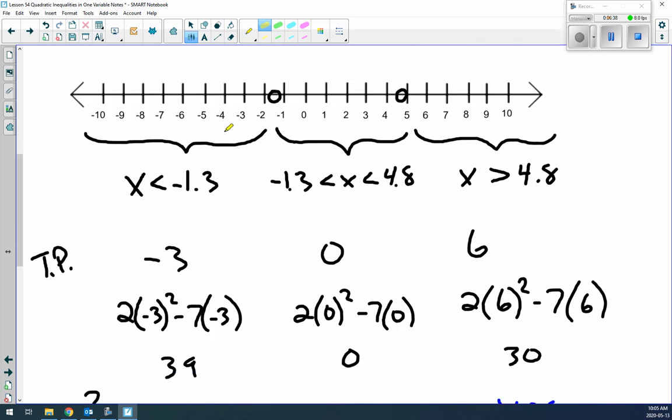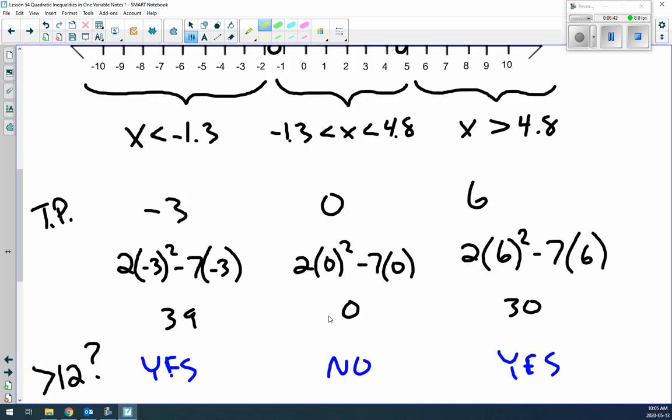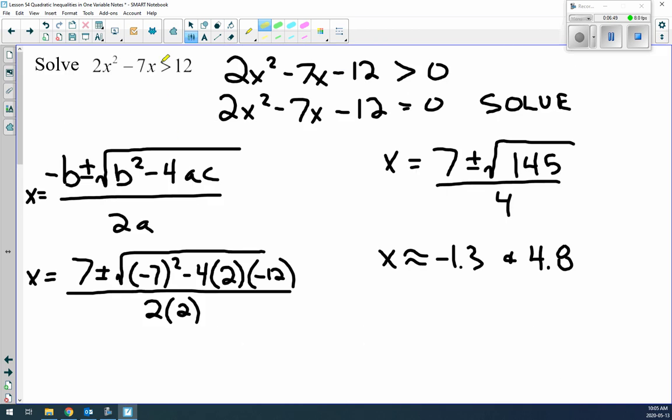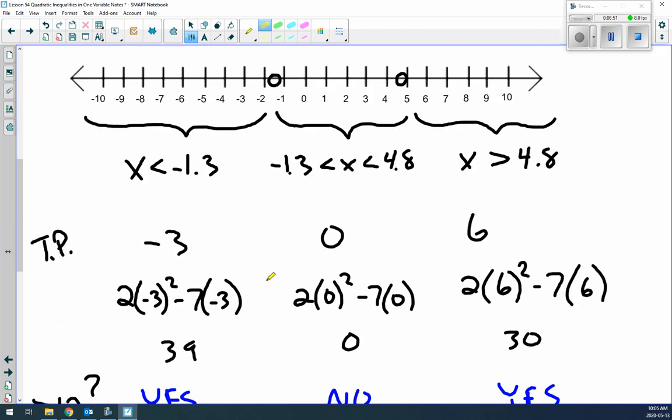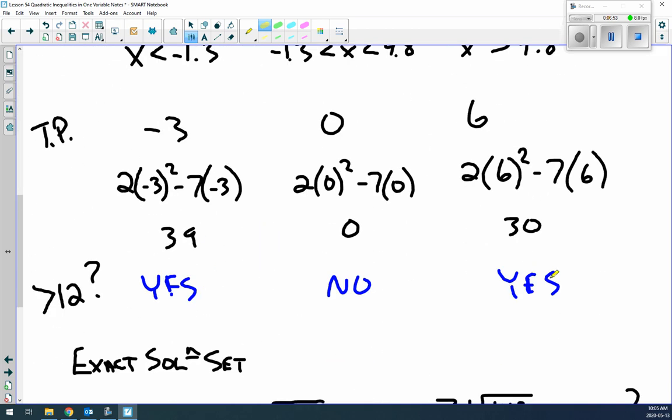Okay, then we plug in some points. So we pick -3, 0, and 6. Yeah, we did that. Plug them in. We end up with 39, 0, and 30. Okay, look back at the original. The original is greater than 12. Which one of these is greater than 12? Well, the first part and the last one. Hey, does it fit our pattern? Yes, it does. Yes, no, yes.